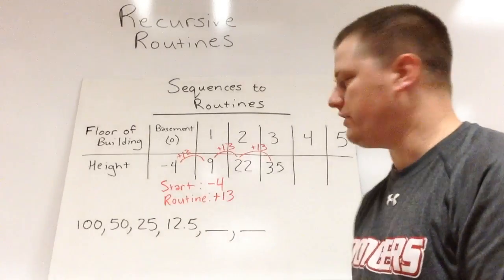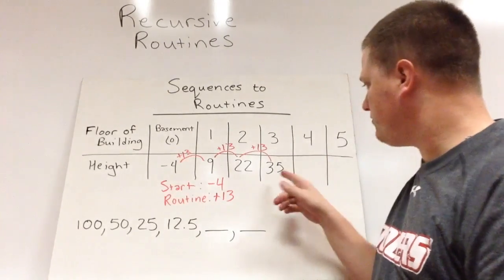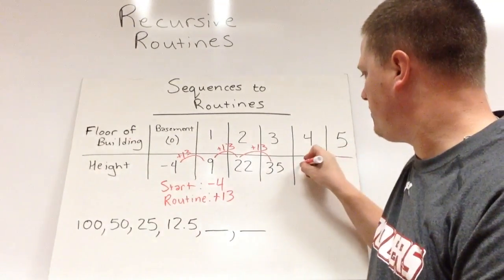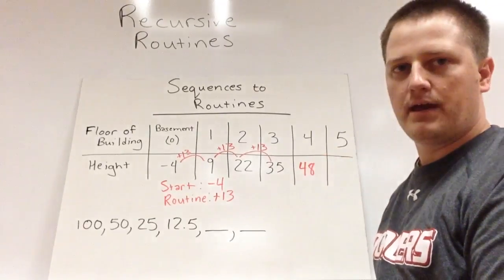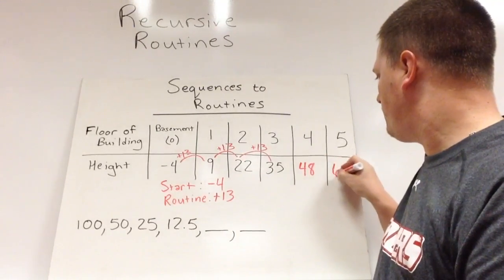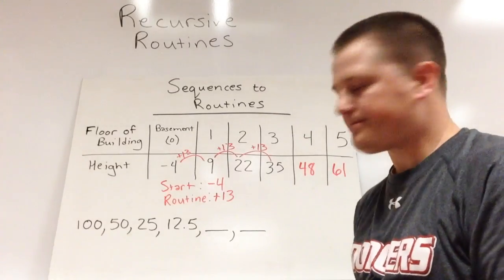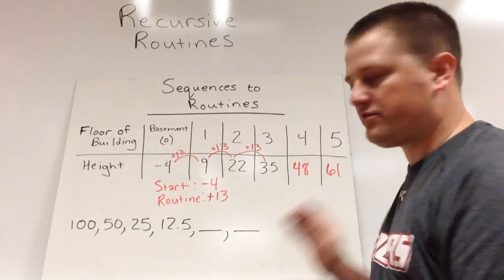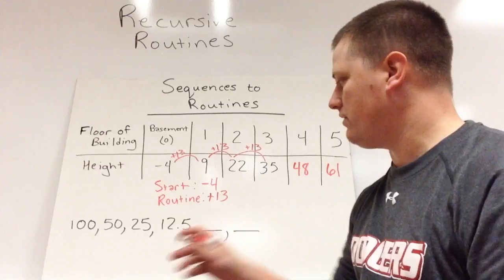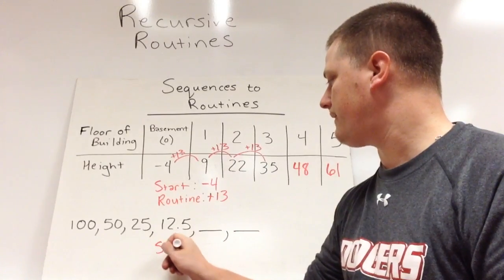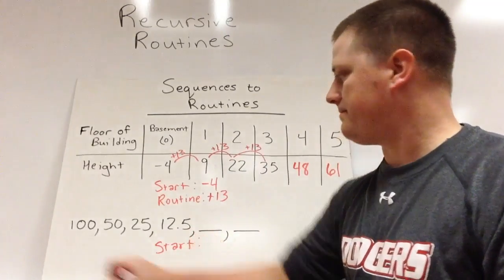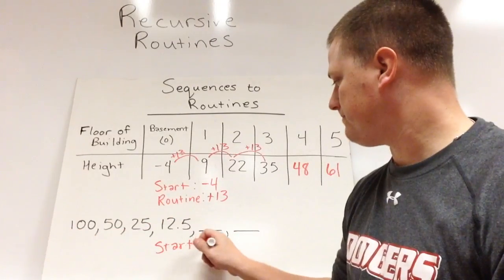What this allows us to do is figure out our missing values. So we want to add 13 again. We'd get to 48. Add 13 again. We'd get to 61. Same can be done in a much simpler version as the one below. So here we're starting at this 100 here.